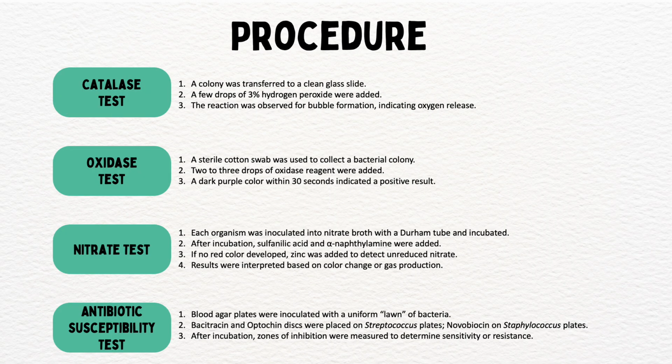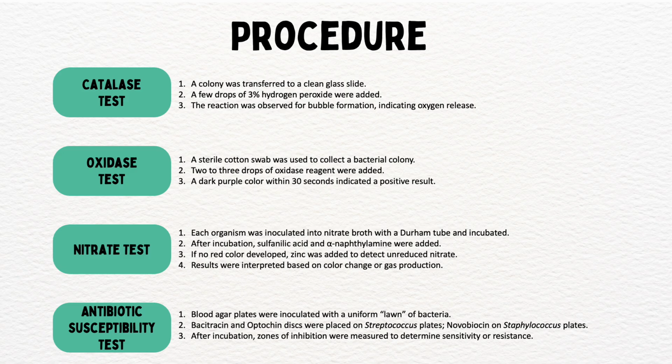As for our procedure, we have three different tests for this lab experiment. Starting off with the catalase test: one, a colony was transferred to a clean glass slide, followed by two, a few drops of 3% hydrogen peroxide that was added, and three, the reaction was observed for bubble formation indicating oxygen release. As for the oxidase test, one, a sterile cotton swab was used to collect a bacterial colony, and then two, 2 to 3 drops of oxidase reagent were added. Three, a dark purple color within 30 seconds indicated a positive result.